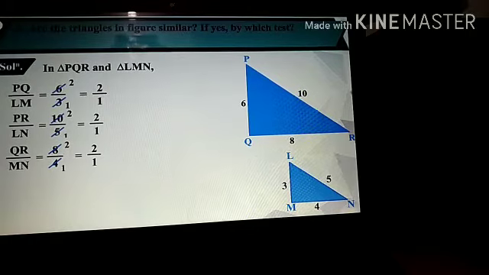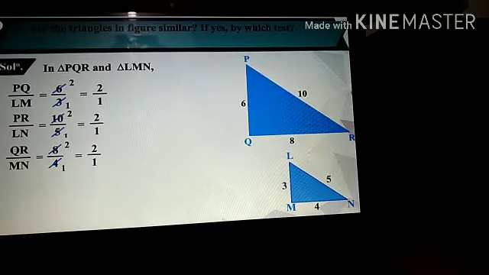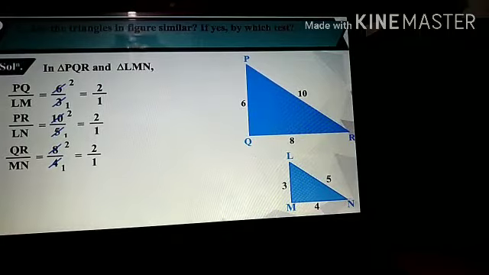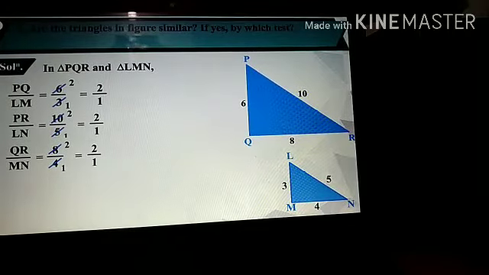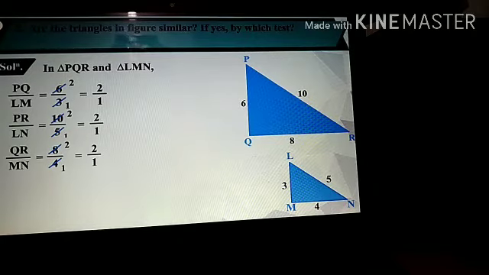Next is QR upon MN. The ratio is 8 upon 4. Divide the numerator and denominator by 4. So 8 divided by 4, answer is 2. 4 divided by 4, answer is 1. So ratio is 2 upon 1.